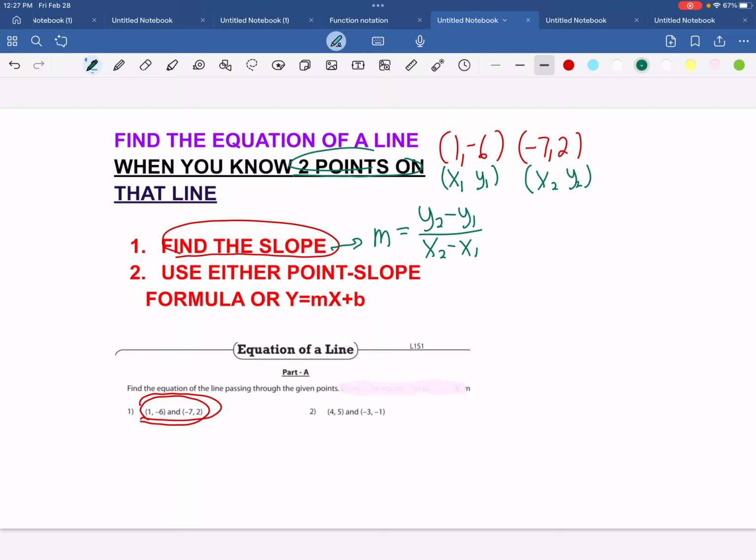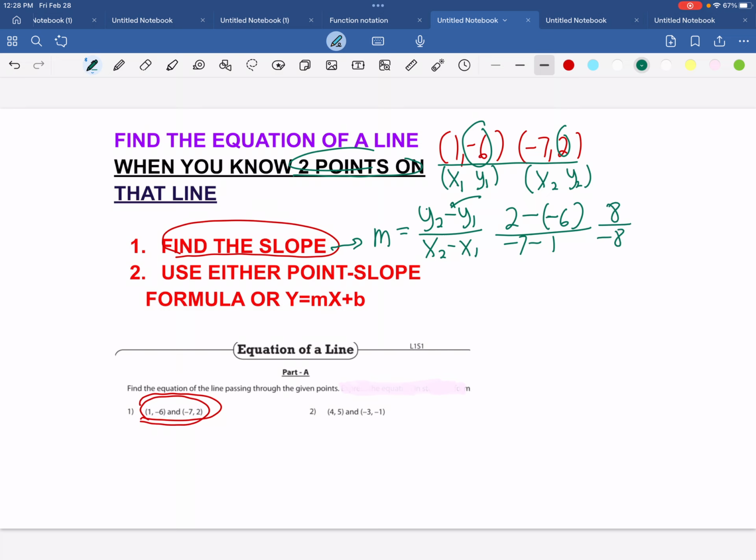So in our case right here, I'm going to look at what I've got up here. So y2 is this 2, so I go 2, take away y1, which is a negative 6. You've got to put that in, because this isn't automatically a minus, but then the y1 is actually a minus negative 6. So we have that. x2 is the negative 7, take away x1, which is 1. 2 minus negative 6 is 8 over negative 8.